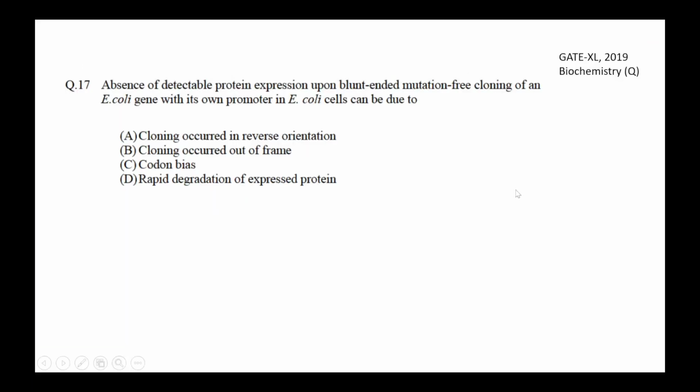Okay, so yeah, welcome you all. So this is question number 17, which I have taken from GATE 2019 Life Sciences question paper from the Biochemistry section. So this question states: the absence of detectable protein expression upon blunt-ended mutation-free cloning of an E. coli gene with its own promoter in E. coli cells can be due to.